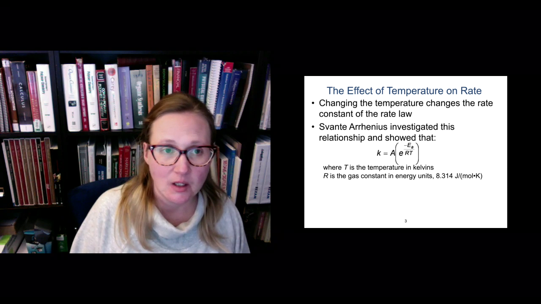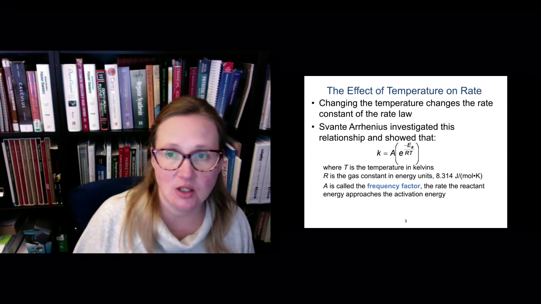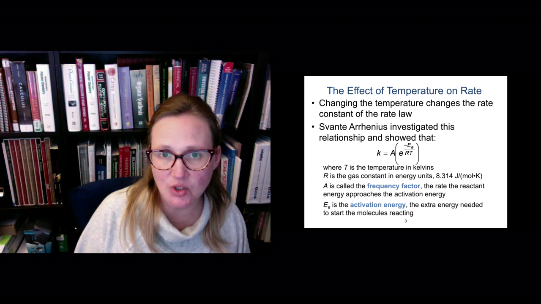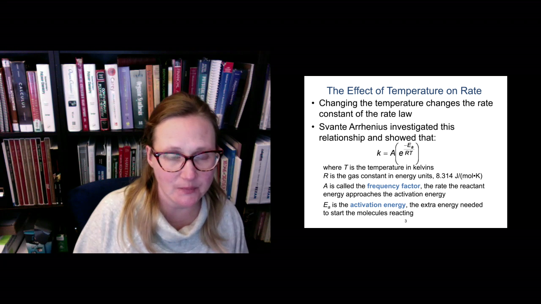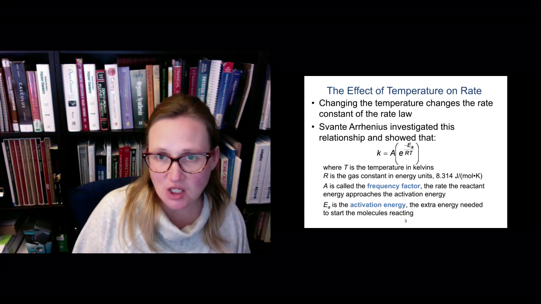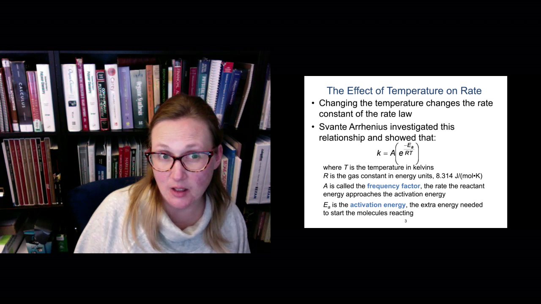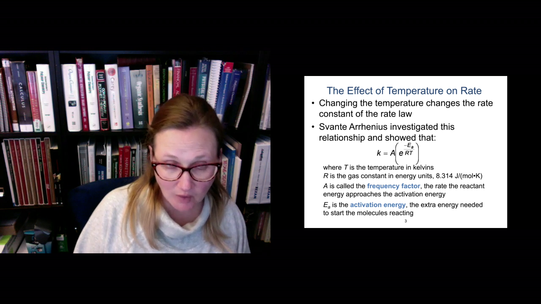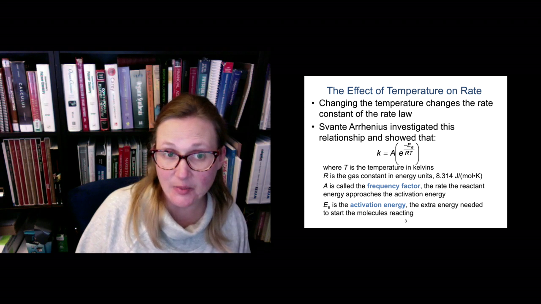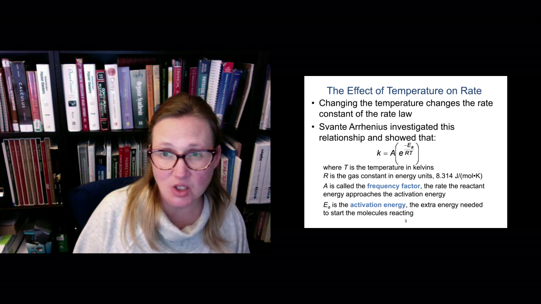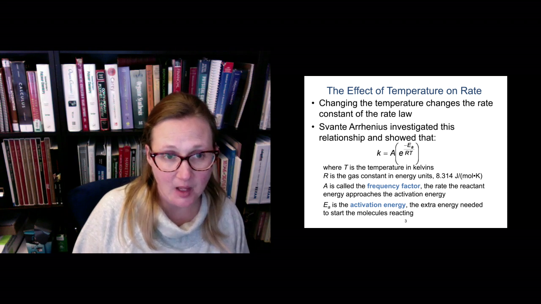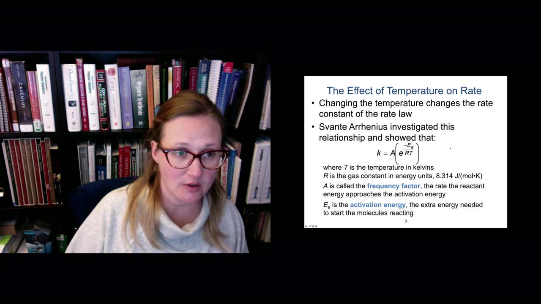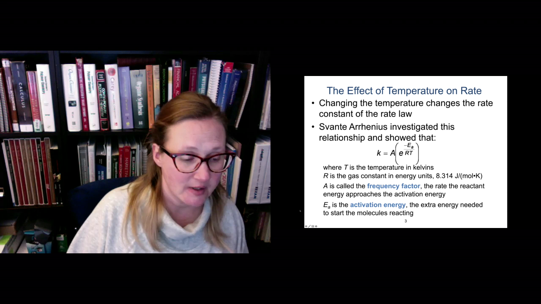Okay, so really what the Arrhenius equation is all about is how temperature affects the rate of reaction. We know that changing the temperature is going to change the rate constant. It will speed up, but it doesn't change the overall rate law. This equation was first discovered by a man named Svante Arrhenius.